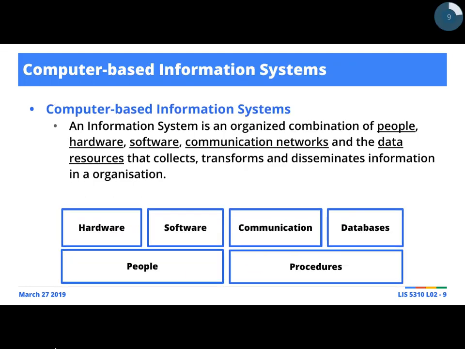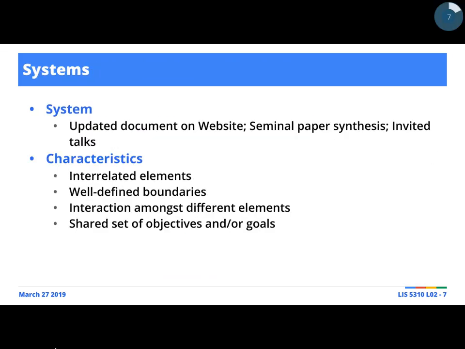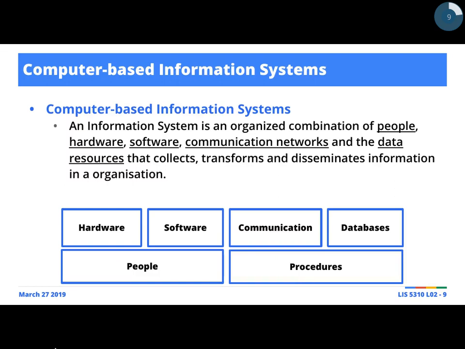So I'm saying all that because we're trying to make a distinction. Computer-based information systems is what we're interested in, right? We started off with defining what a system is, then information system, and now we're saying computer-based information system, right?